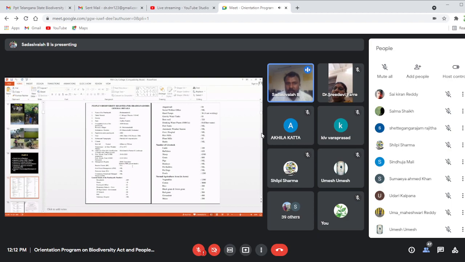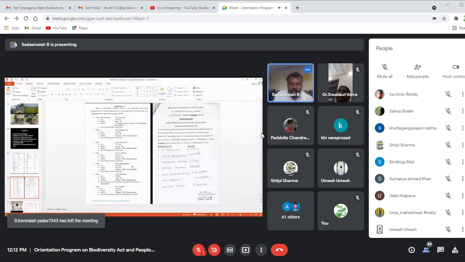Then this is about the general details, annexure 1. Very simple details: the name of the village, taluk, mandal, district, street, etc. The total population, total geographic area, what the major agricultural crops are, like that. Then this is about the BMC members. 7 members are there, like that.